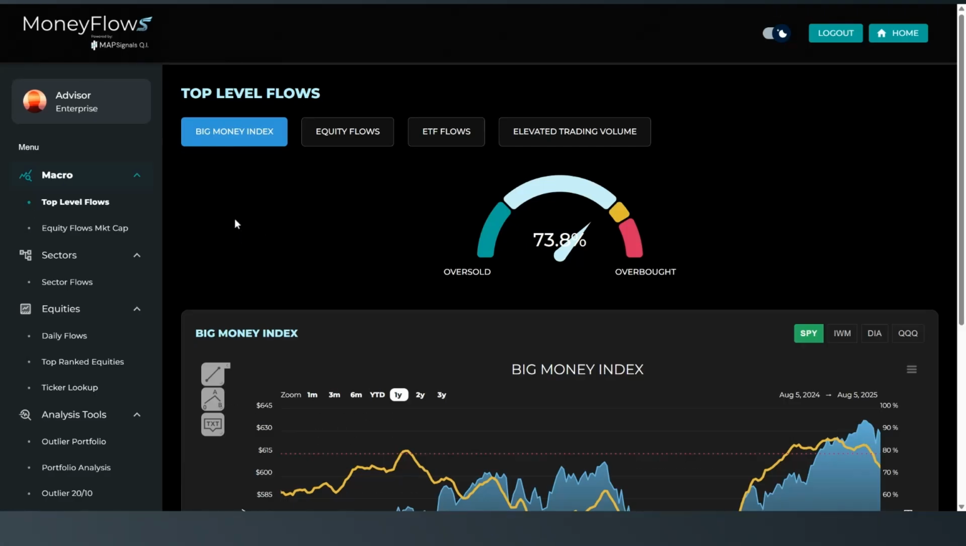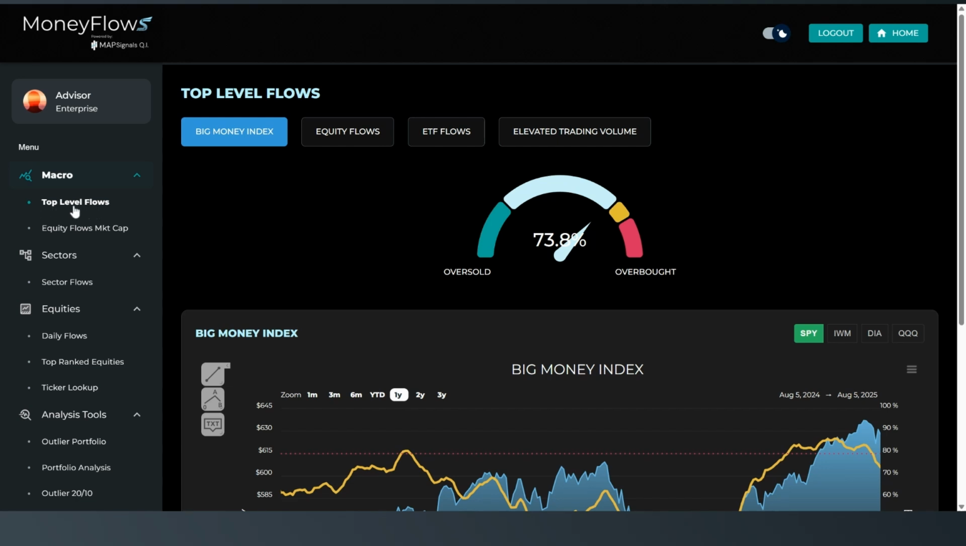The MoneyFlows portal has a lot of enhancements that I'm going to walk you through now. So regardless if you're an individual, a pro, or an advisor member, you're going to have a lot of portfolio insights. If you are an individual subscriber, you get access to our top level flows. So this is basically the beginning of the MoneyFlows process every single day.